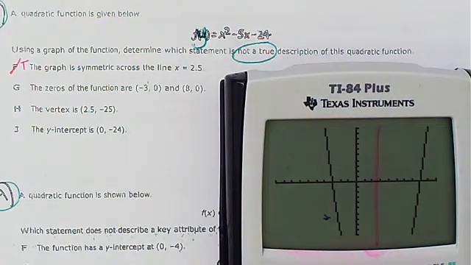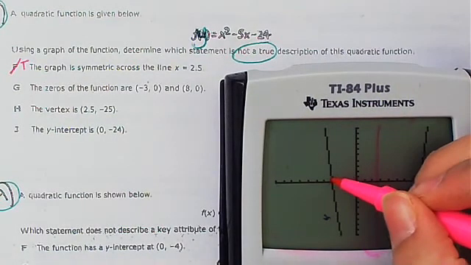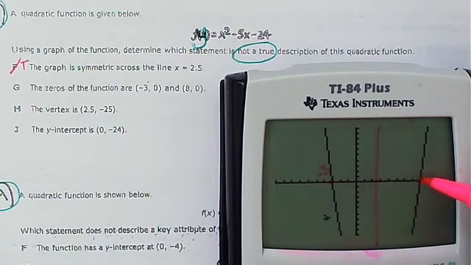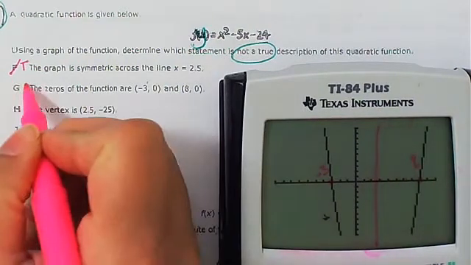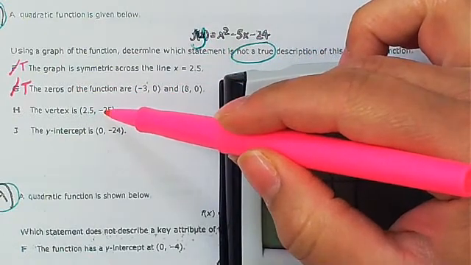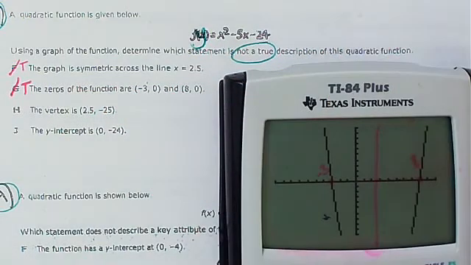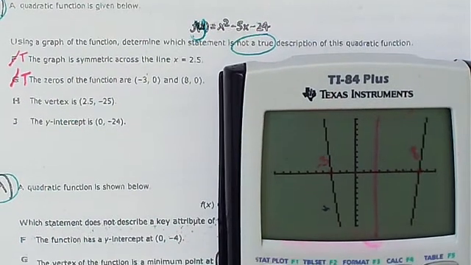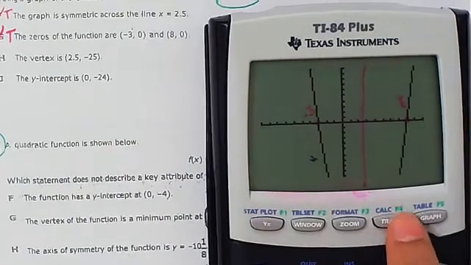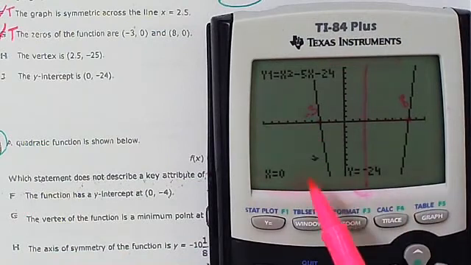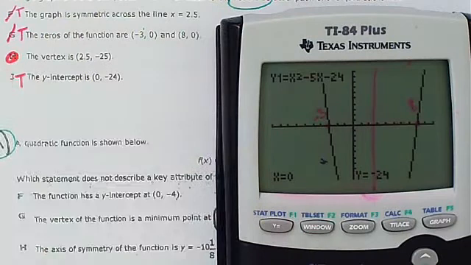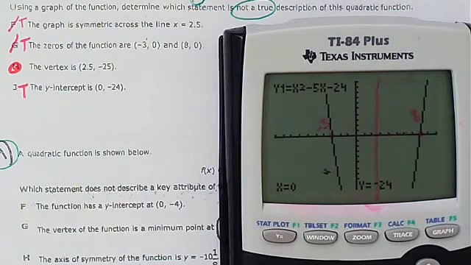The zeros are -3 and 8, 0. -3, and then 1, 2, 3, 4, 5, 6, 7, 8. So yeah, that's also true. The vertex is 2.5 and -25. And the y-intercept is 0, -24. The easiest thing for me to check there is the y-intercept because I can just press trace right here and it gives it to me. 0, -24. So guess what? This is true. By process of elimination, that has to be the false one.